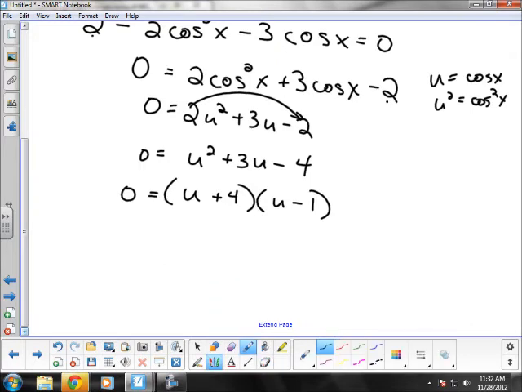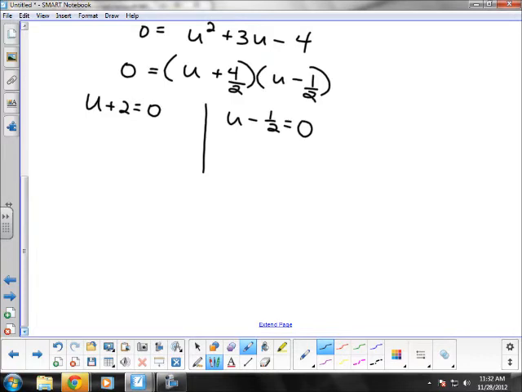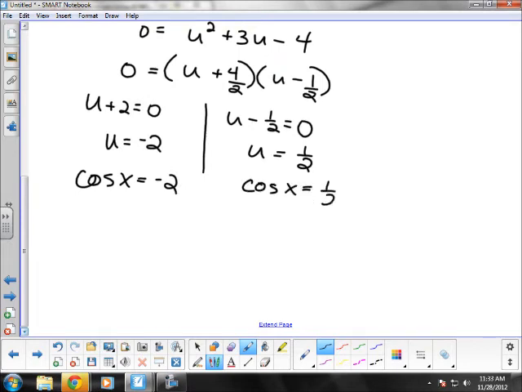I multiplied by 2, therefore I have to divide out the 2 before I set it equal to 0. So I have u plus 2 equals 0, and u minus 1/2 equals 0. So u is equal to negative 2, and u is equal to positive 1/2. But what is u? The cosine of x. So you're going to take your u substitution and replace it back with your trig function.